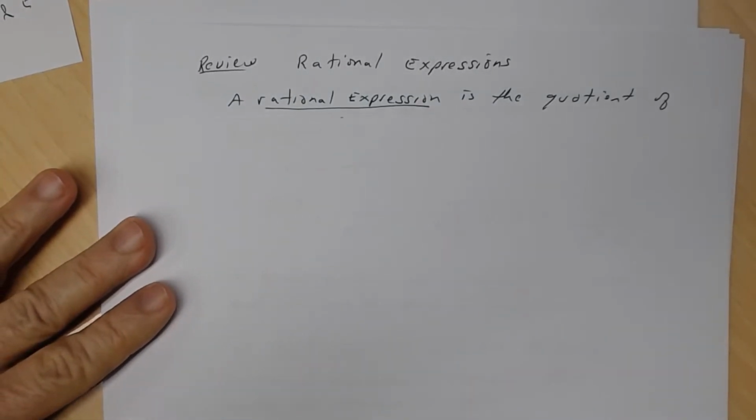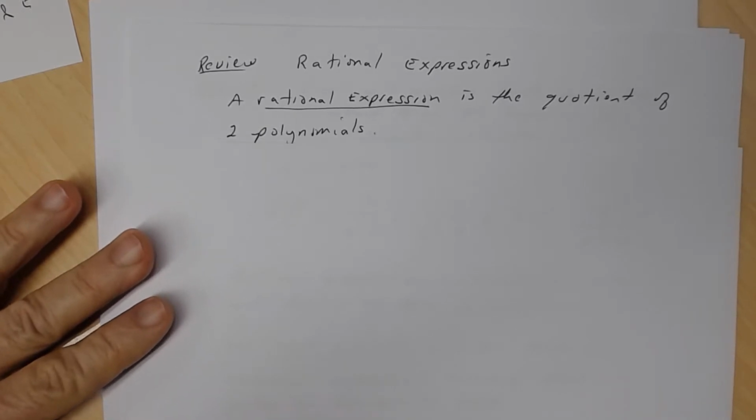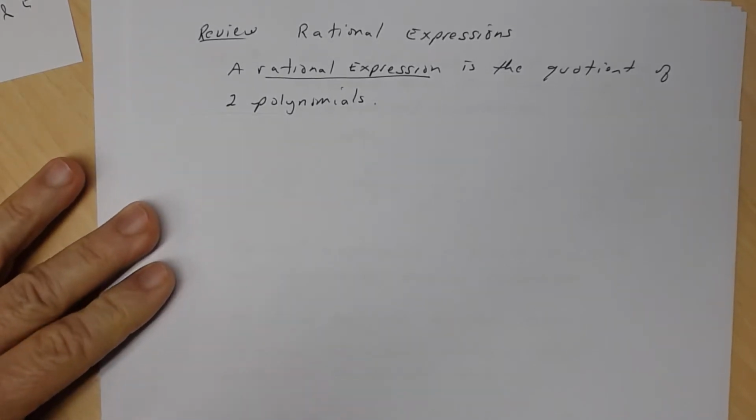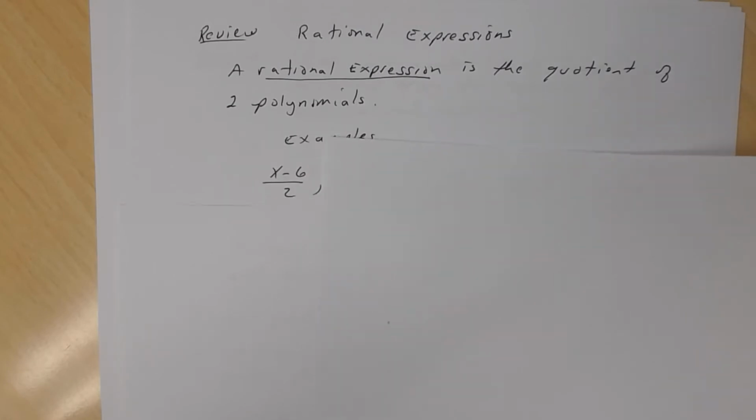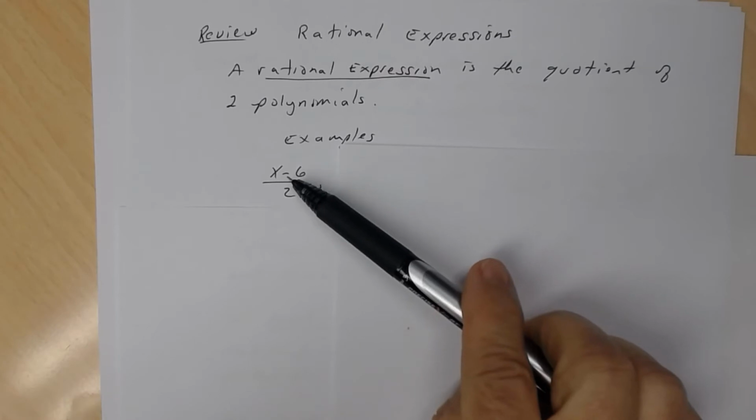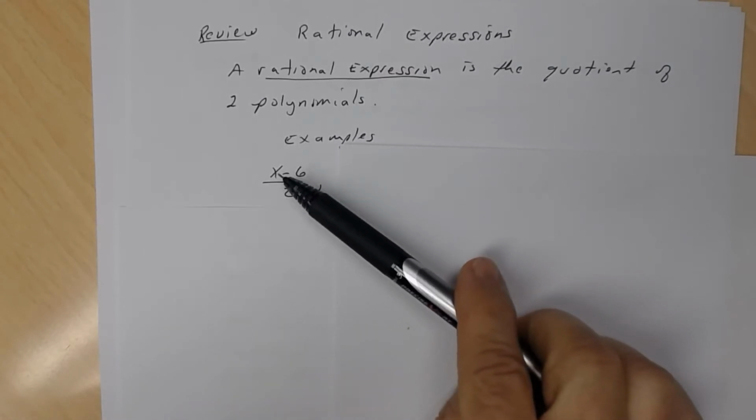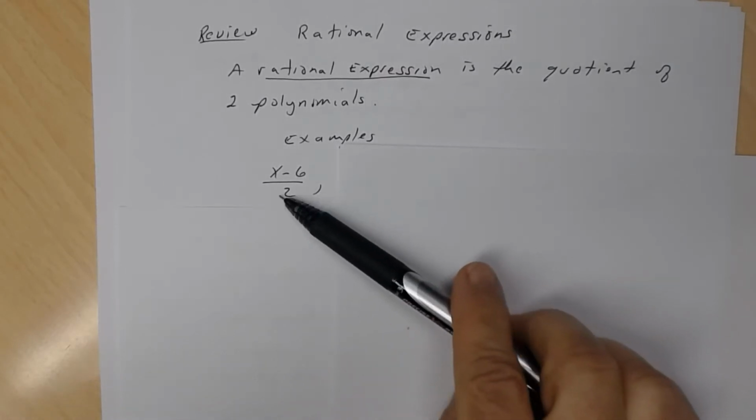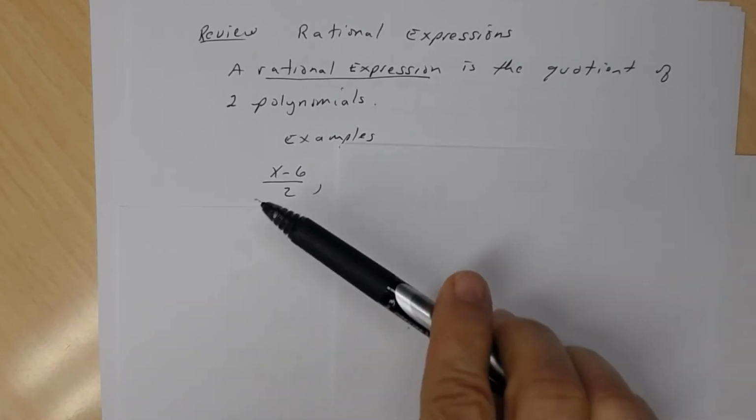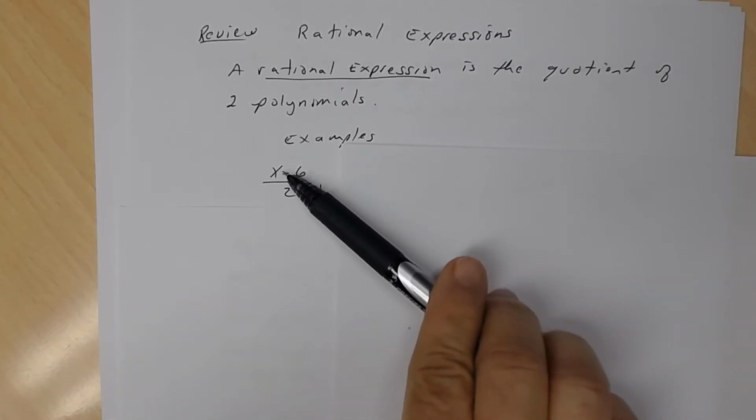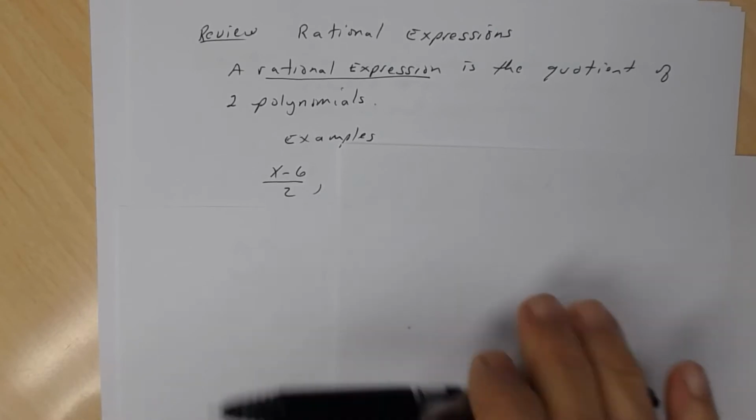So a rational expression is the quotient of two polynomials. And then here are some examples. Some examples of rational expressions are, the first one, x minus 6 divided by 2. So notice you have a quotient. If you look at it, it looks like a division. You have a polynomial divided by a polynomial. Yes, even a number is considered a polynomial. So remember, a polynomial is one or more monomials. So here you have two terms, so that's a binomial, and here you have a monomial.